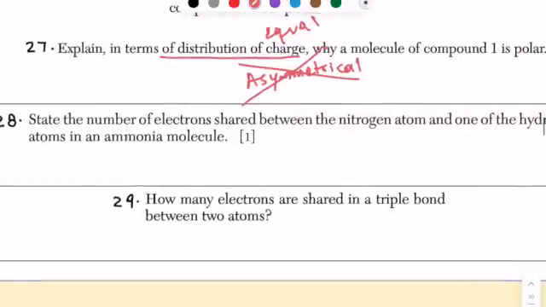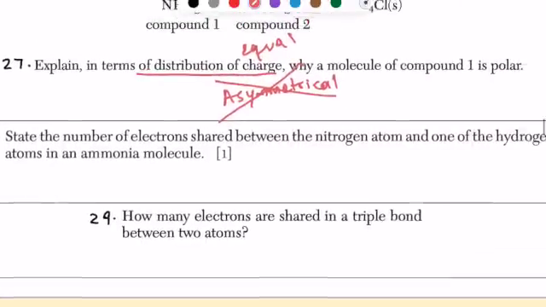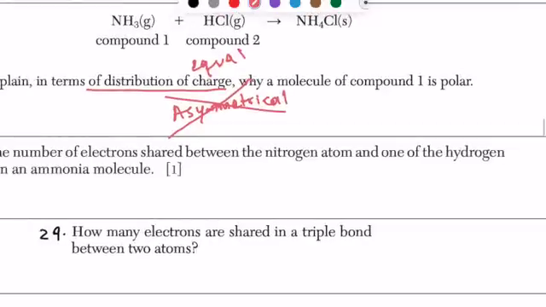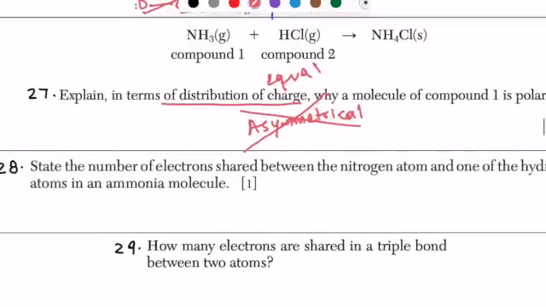So state the number of electrons shared between the nitrogen atom and one of the hydrogen atoms in an ammonia molecule. So here you have, we did make ammonia before, looks like this. So the question is saying if we only focus on the bond between nitrogen and one of the hydrogens, so this one right here, how many electrons are shared? So that will be 2 electrons.